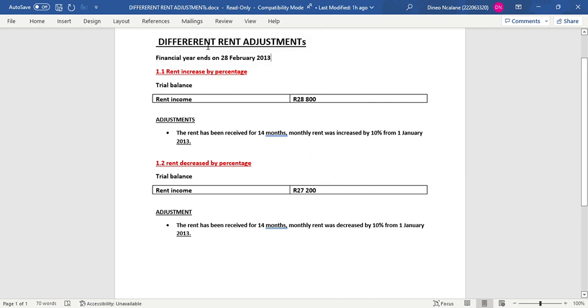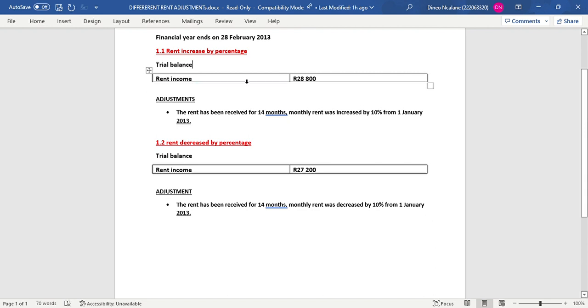Then you must look for three main things: the financial year, the number of months before the increase, and the number of months after the increase. Those are the three things that you must look at. So 1.1, we have the rent increased by a percentage, and we are going to focus on that.